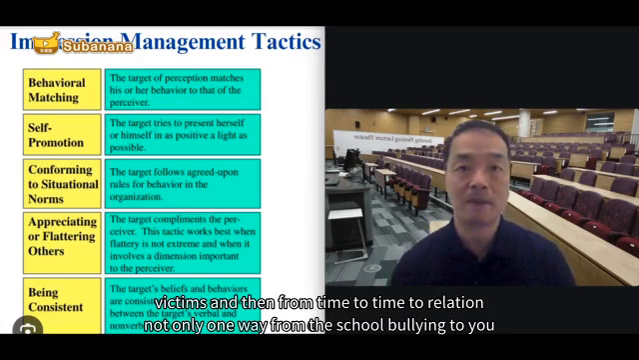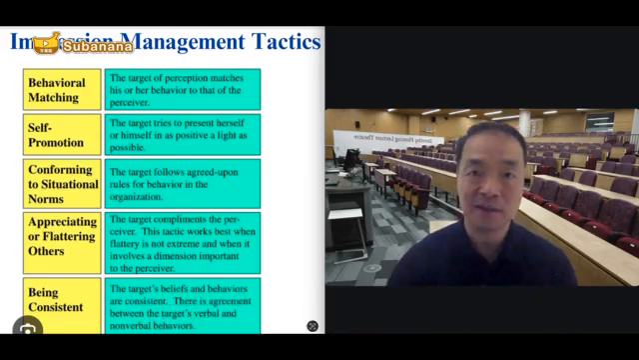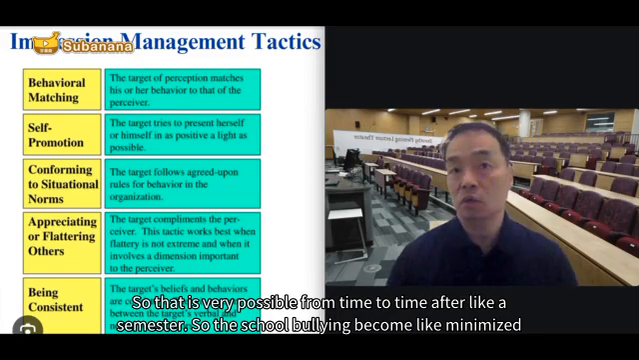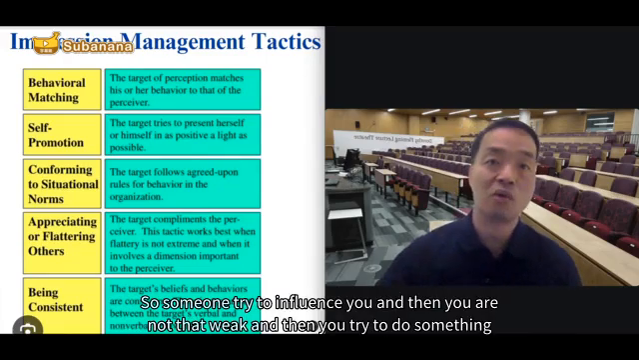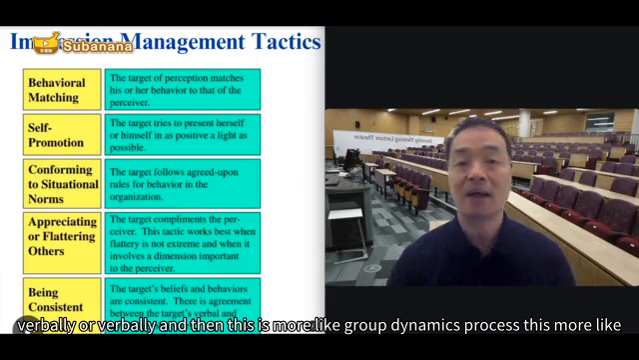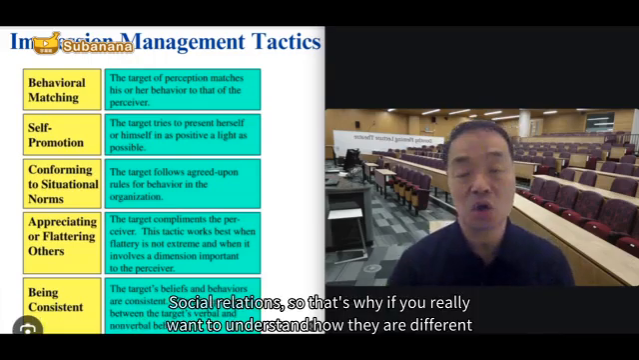Then the relation is not only one way, from the school bully to you. It is very possible that after a semester, the school bullying becomes minimized. So this is two-way. Someone tries to influence you, but you are not that weak, and you try to do something verbally or non-verbally. This is more like a group dynamics process, and this is more like social relation.